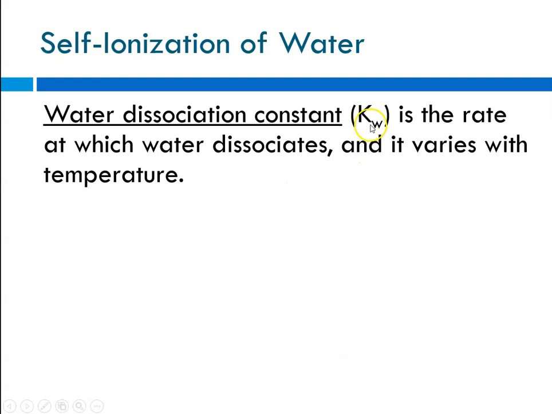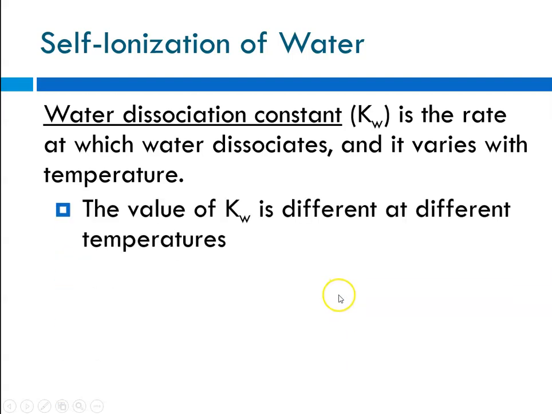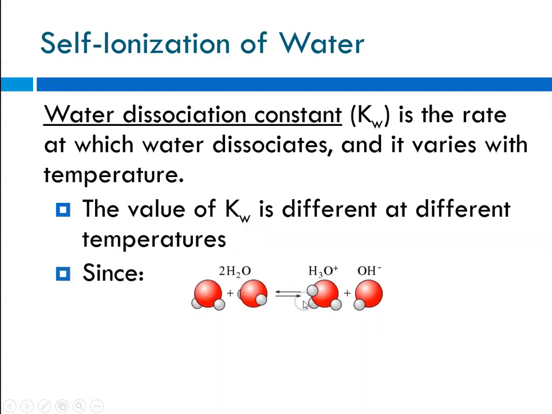So the water dissociation constant, Kw, is the rate at which water dissociates, and it will vary with temperature. So the value of the Kw is different at different temperatures. We will be only talking about room temperature, which is 25 degrees C. And again, it stands for the concentration of the H+ ion or hydronium ion times the concentration of the hydroxide ion.